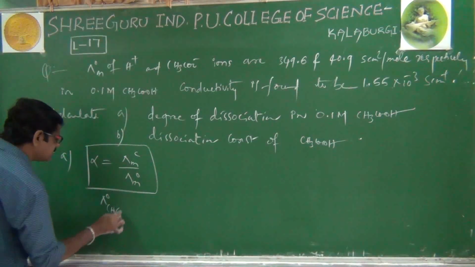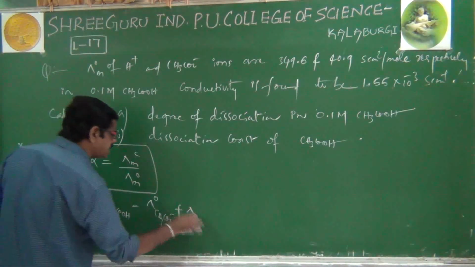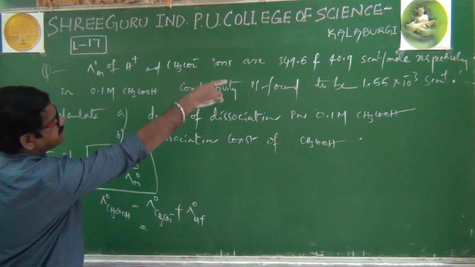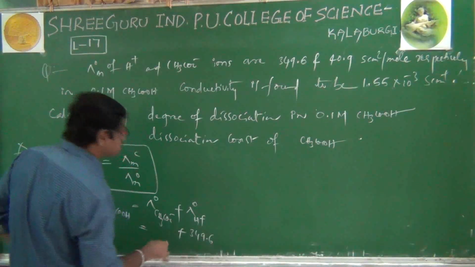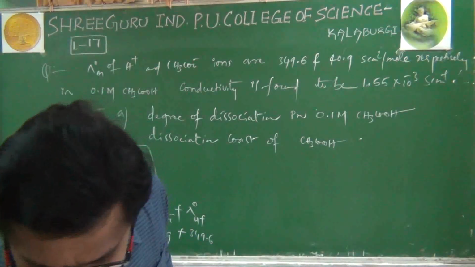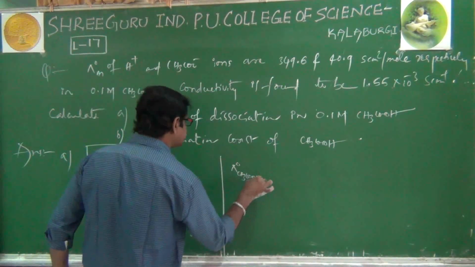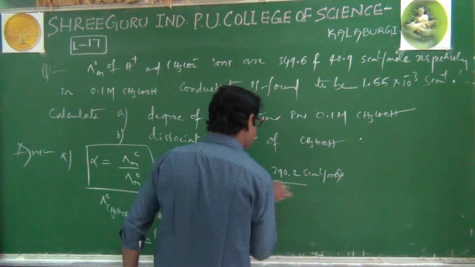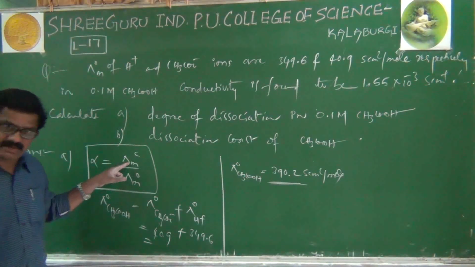Lambda m naught CH3COOH is equal to lambda m naught CH3COO minus plus lambda m naught H plus. If you substitute the values, the H plus value is 349.6 plus the acetate ion value 40.9, and if you do the simplification you will get 390.2. Therefore lambda m naught CH3COOH is equal to 390.2 Siemens centimeter square per mole, meaning lambda m naught is obtained. Now we will go to lambda mc.